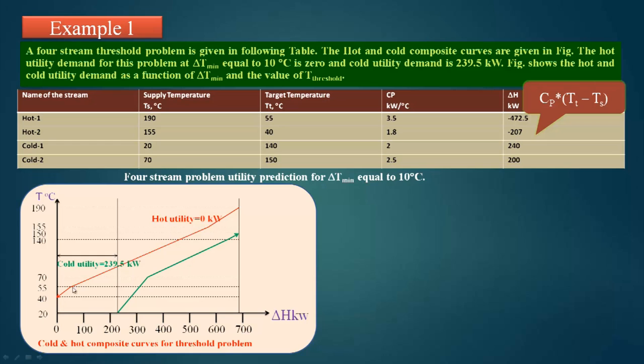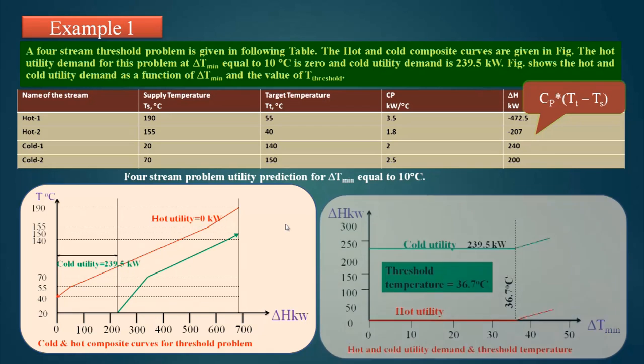So, for this problem, when we plot our composite hot and composite cold curves, we find that this end does not require hot utility. So, the hot utility is 0 for this problem, whereas there is a requirement of 239.5 kilowatt of cold utility. And this is when we take delta T minimum equal to 10 degree centigrade. So, at 10 degree centigrade, this is a threshold problem.